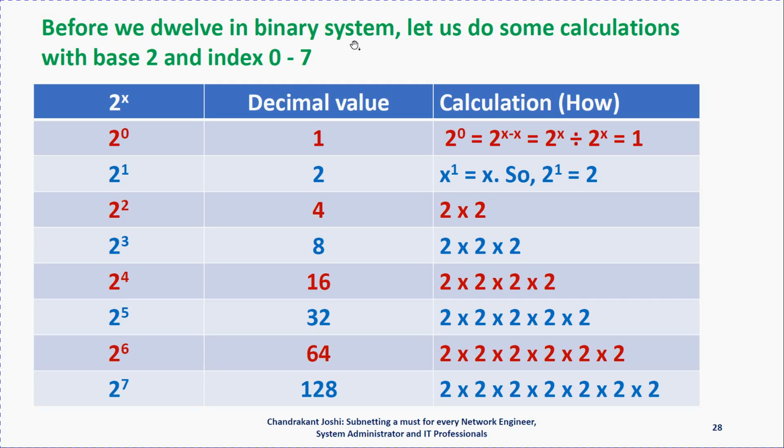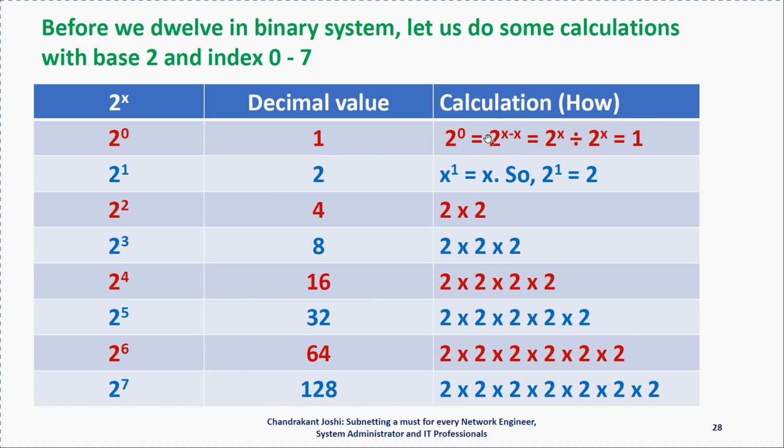So before we dwell in binary system, let us have some calculations in the exponential form with base 2. We do these calculations with base 2 because binary is base 2, where we have got only two values, 0 and 1. Our native number system is decimal, where we have 10 decimal values, 0 through 9. So 2 power 0 through 2 power 7, these are the different values, and I hope that everybody should be familiar with this. So 2 power 0 is 1.